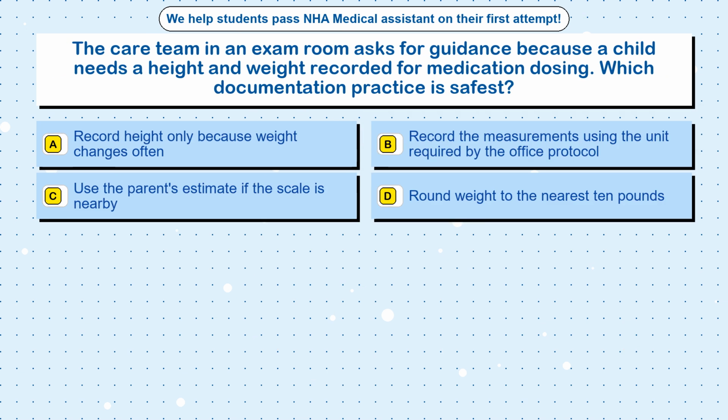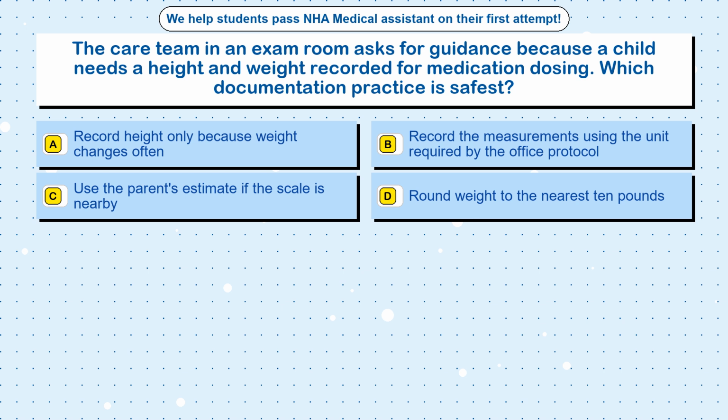Question 87. The care team in an exam room asks for guidance because a child needs a height and weight recorded for medication dosing. Which documentation practice is safest? Option A, record height only because weight changes often. Option B, record the measurements using the unit required by the office protocol. Option C, use the parent's estimate if the scale is nearby.